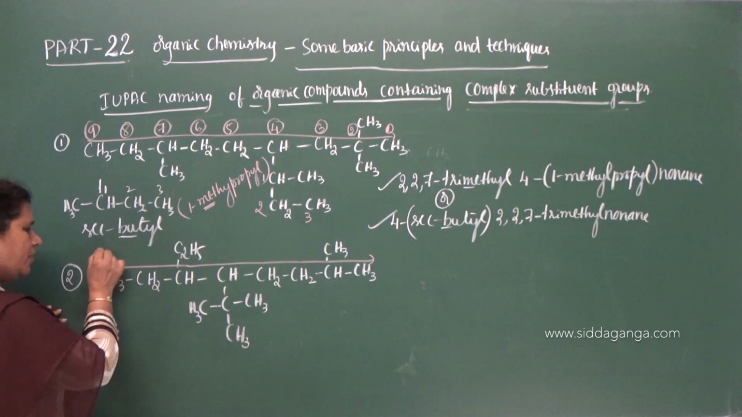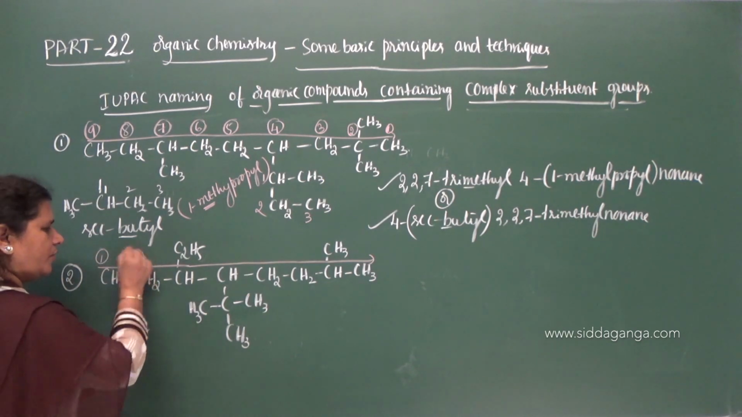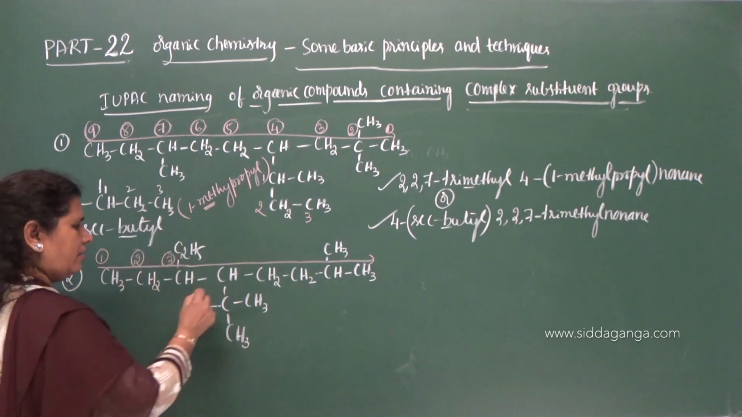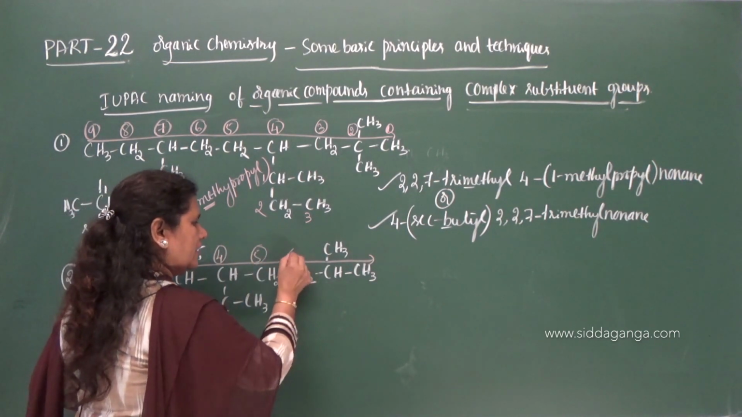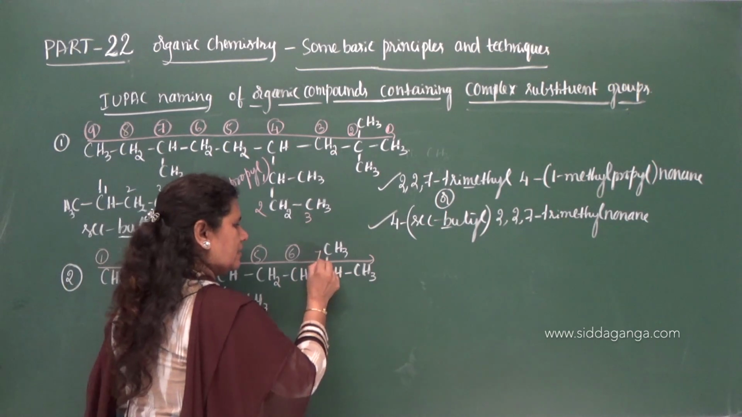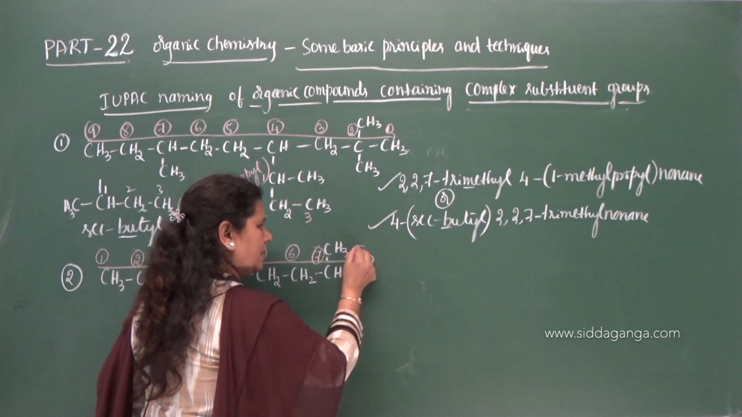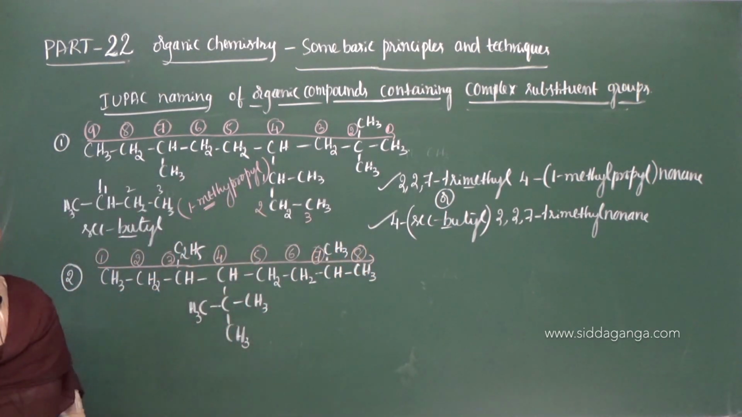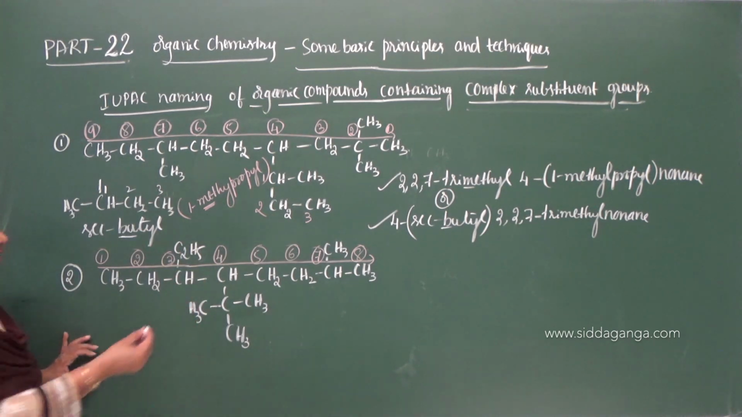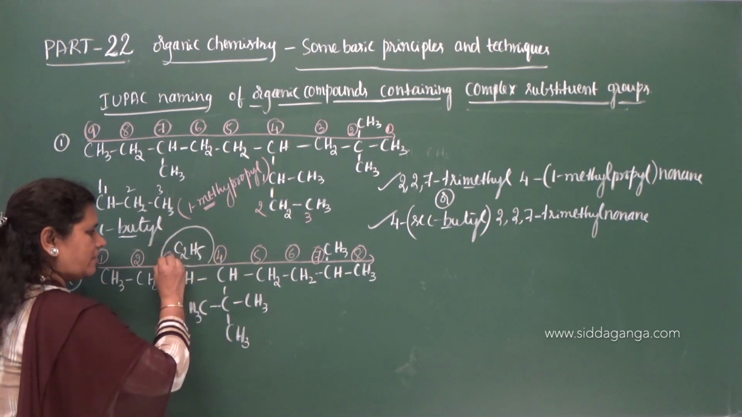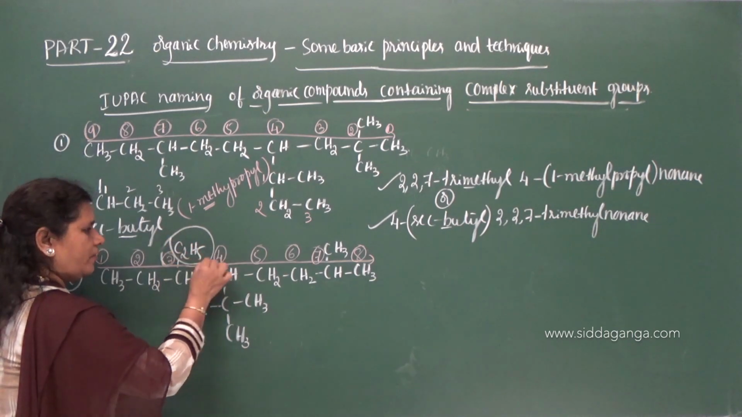Now you give the numbers 1, 2, 3, 4, 5, 6, 7, and 8. So there are 8 carbon atoms in the selected parent carbon chain. On the third carbon we have one group called the ethyl group. This is the ethyl group.